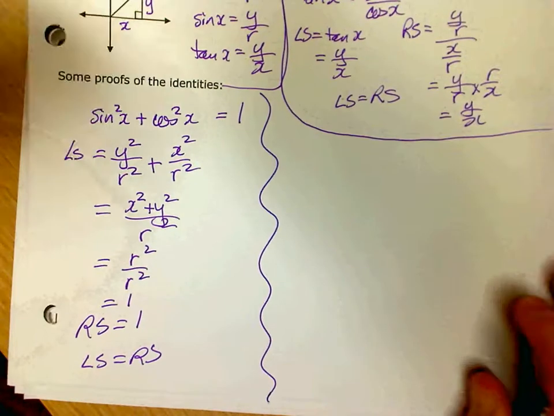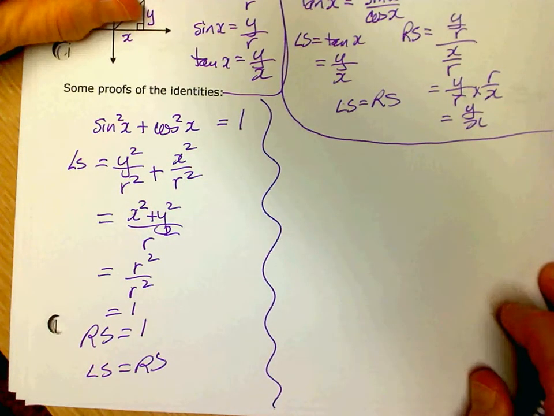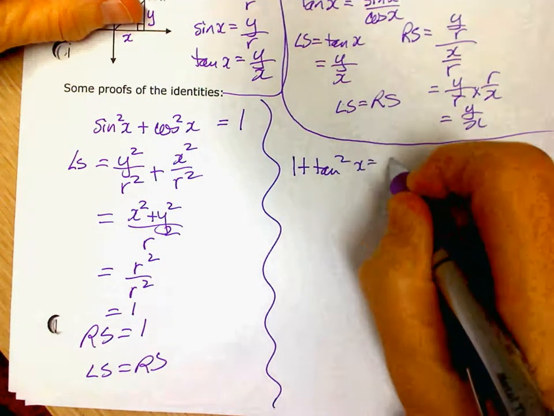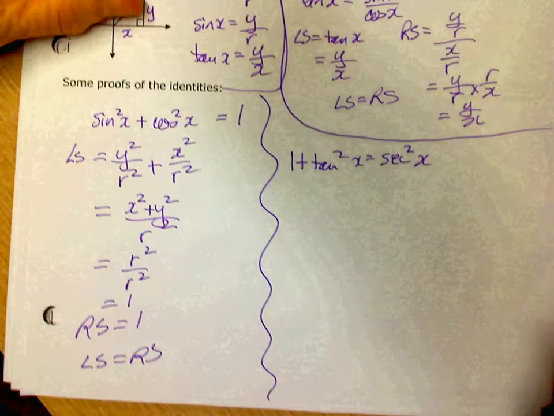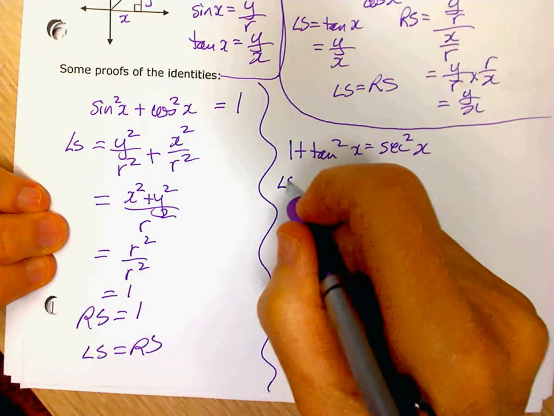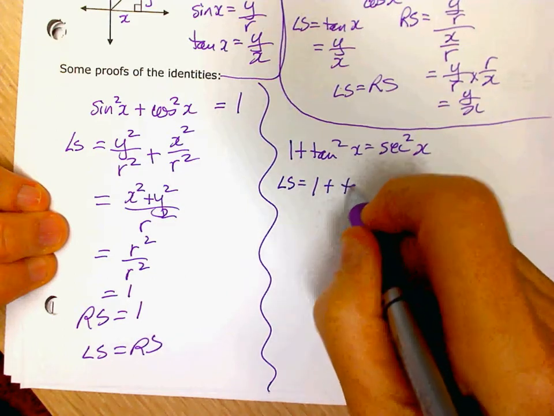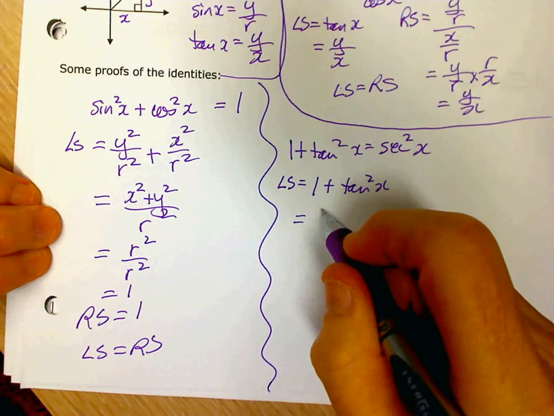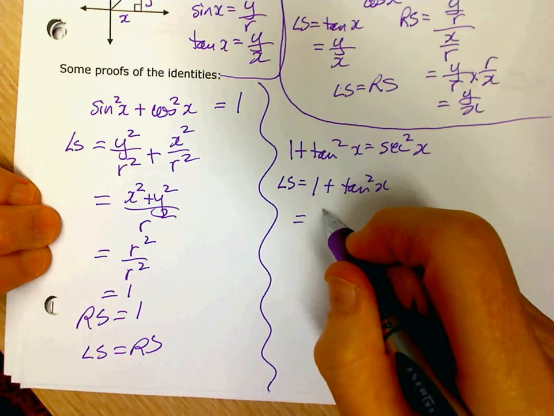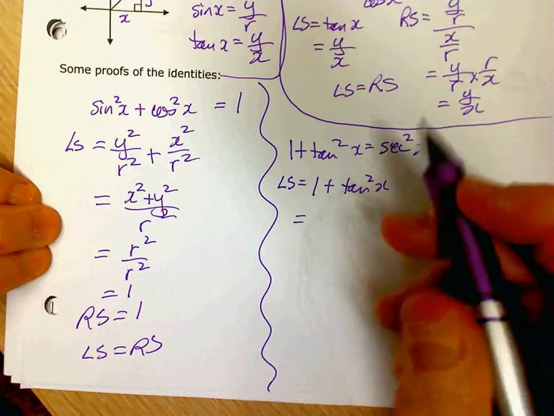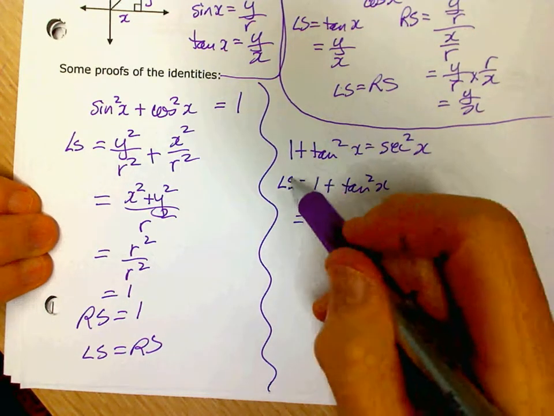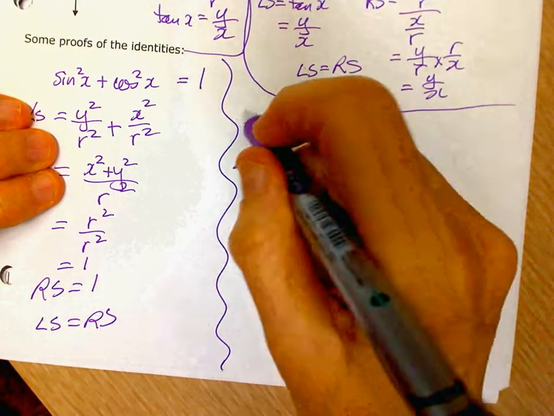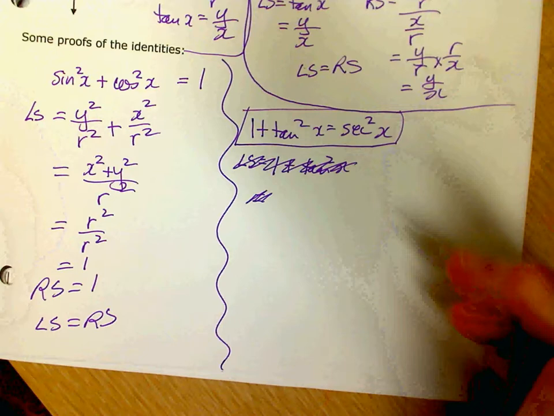Okay, if we were to look at another Pythagorean identity, 1 plus tan squared x equals secant squared x, well, left side equals 1 plus tan squared x, and that is equal to, well, I'm going to do it in a different way actually. Hold it a sec. Don't worry, don't panic. Please don't panic on me.